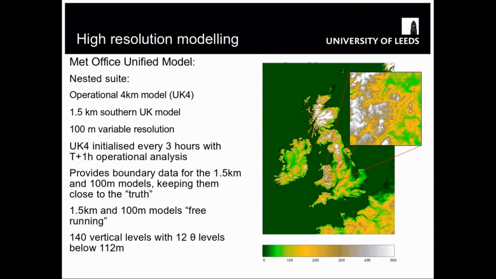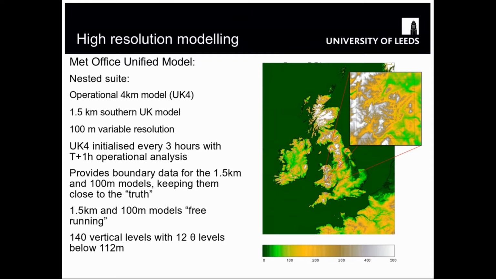In this case, we had a nested suite. At that time the operational model was a 4-kilometre model, the UK4, and nested within that there was a 1.5 kilometre horizontal resolution domain which covered most of southern England, and then nested within that there was this very high resolution 100-metre model which was centred over the Clun Valley that we were interested in.